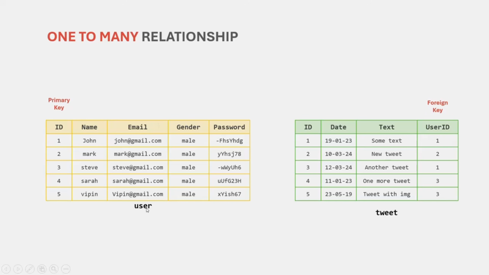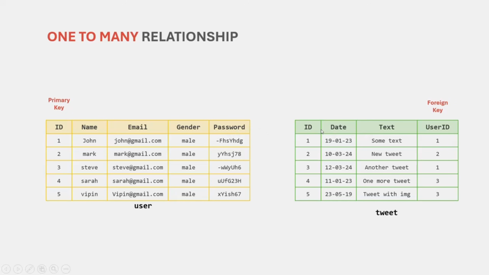Here we have a user table and we have a tweet table. And in the tweet table, whenever a new tweet will be created, we are storing the ID of the tweet, the date when the tweet was created, the text of the tweet, and also the user ID of the user who has made that tweet. So this user ID column in the tweet table is the foreign key column, which is storing the ID, the primary key from the user table. And in this way, we have related user table and tweet table.